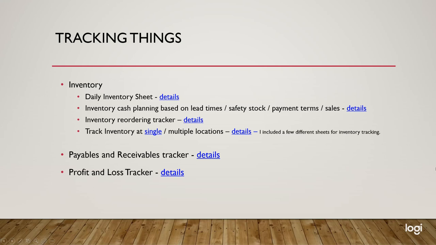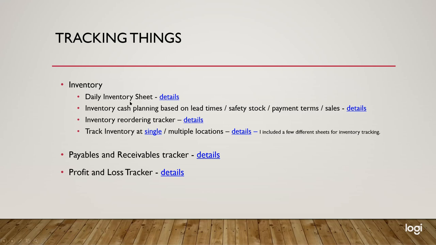And then again, you can keep a sheet for each year, and you just take the ending balances for the previous year and put them at the top as the beginning balance of a new sheet, and then you just keep going down. I've also got inventory cash planning and lead time. This is based on lead time, safety stock, payment terms, and expected sales. And you can forecast when you're going to have to buy inventory and how much that's going to cost.